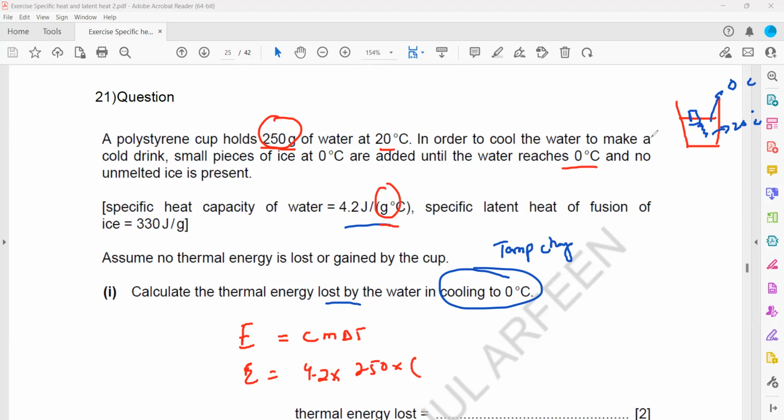So it was initially 20, but then reaches zero. So the temperature change will be 20 minus 0. We substitute, and we'll get 21,000 joules.